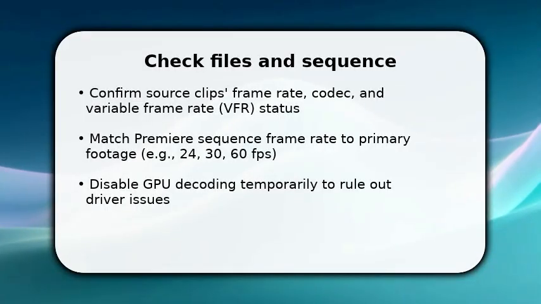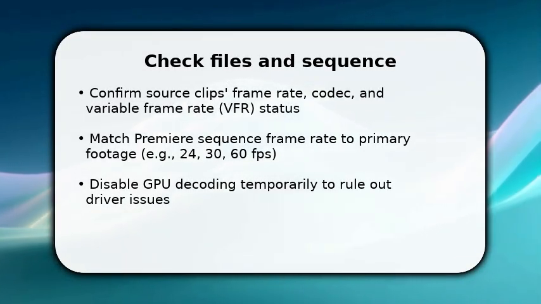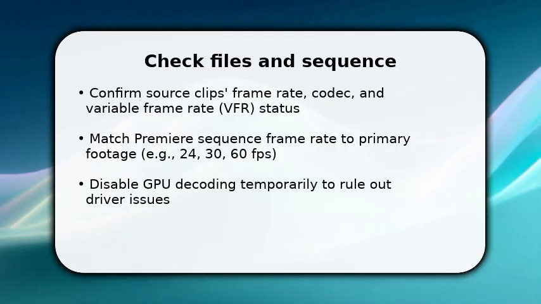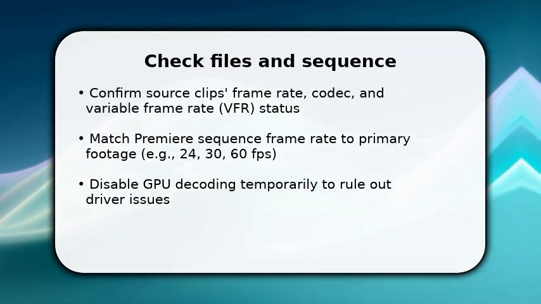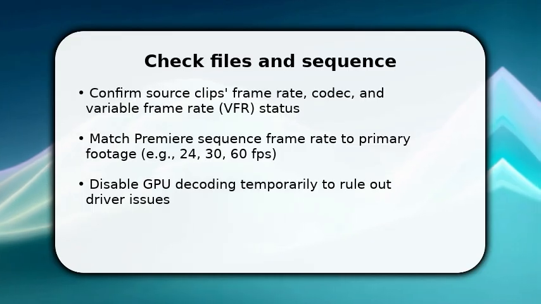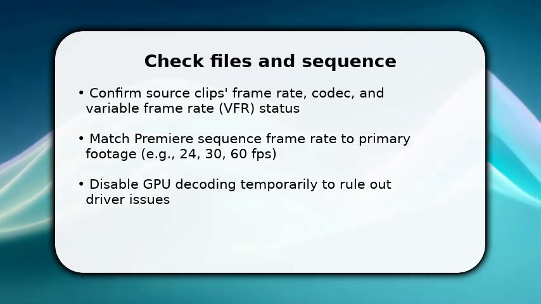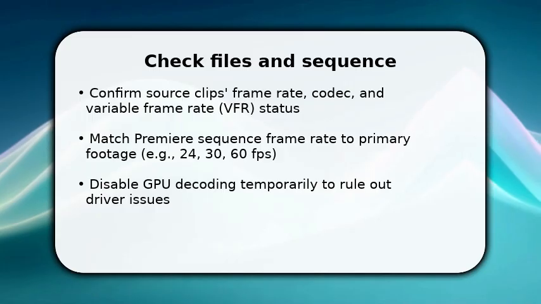You start by verifying the media itself. Check source frame rate and whether clips use variable frame rate. That often causes repeated frames. Once done, create or set your sequence to the primary clip's exact frame rate so Premiere doesn't interpolate frames.